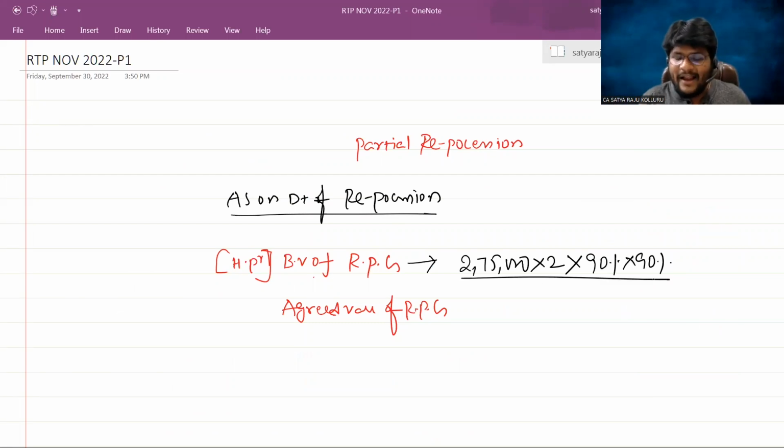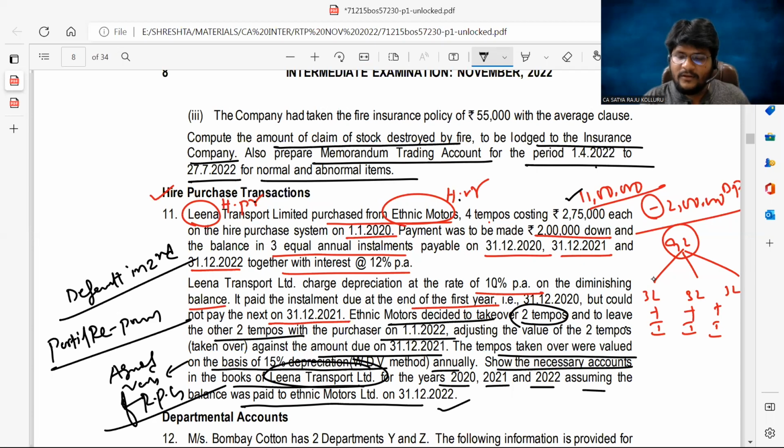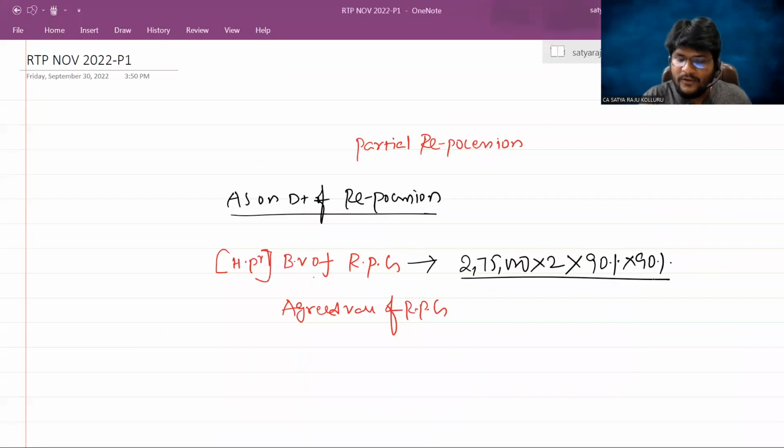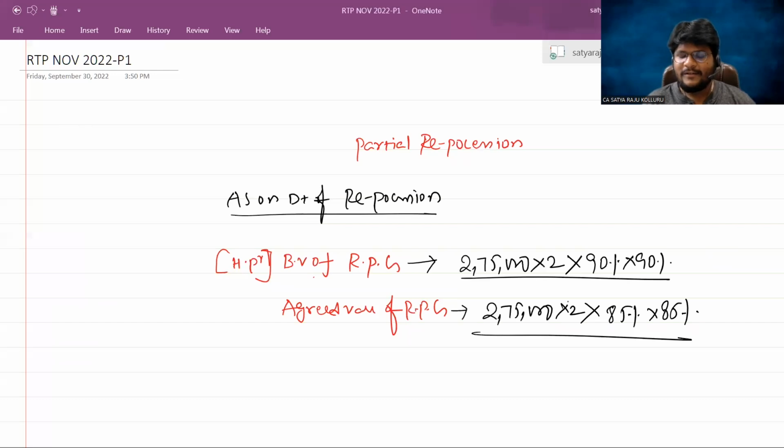But the agreed value as per the hire vendor: the hire vendor told that I will value such repossessed goods as on that date at 15% depreciation. That is 2,75,000 multiplied with 2 years into 85% into 85%. Sir, what are these two figures, sir? First, let me put some values, then I will tell you. I will give the analytical explanation to such values.